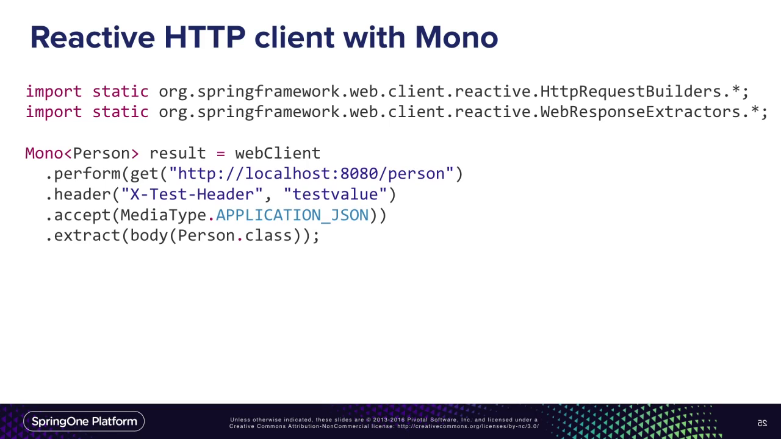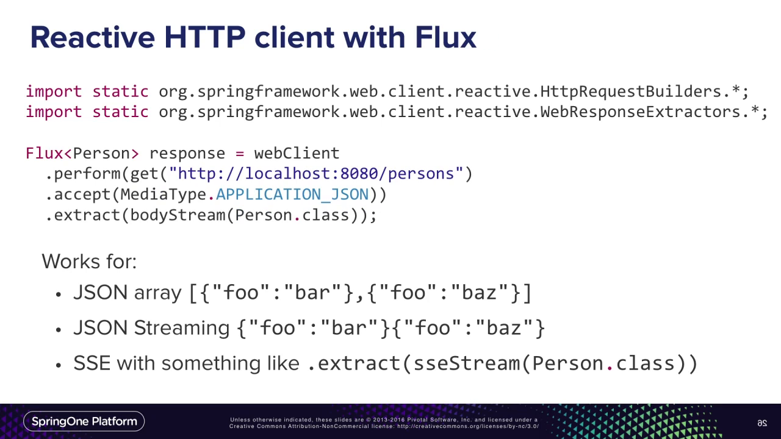So this reactive HTTP client gets a Mono. So that's like if you get a CompletableFuture of Person. So we have a Fluent API that allows us to specify the URL to request, the headers, the media type, etc. And we extract the response as a single result. The API may change. That's not final.